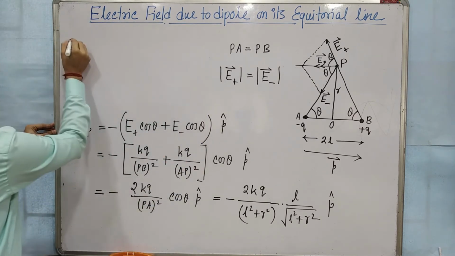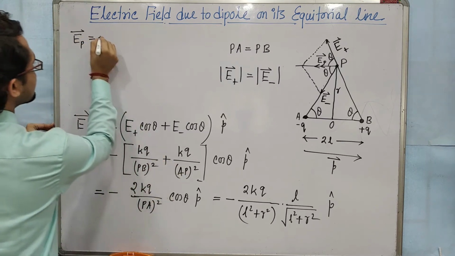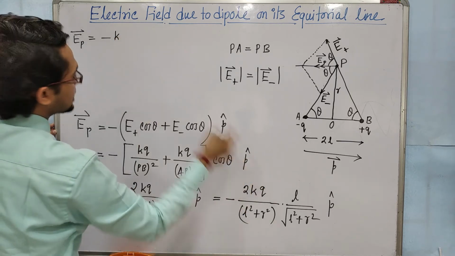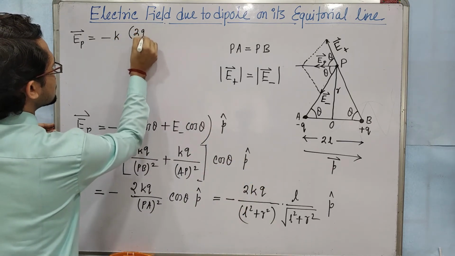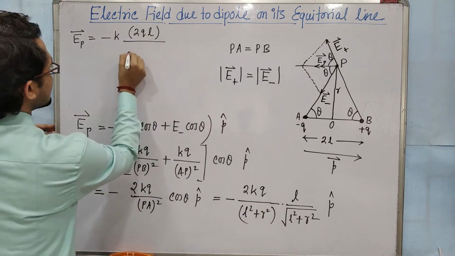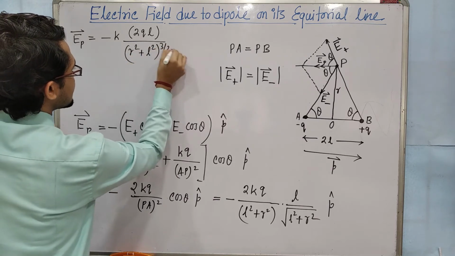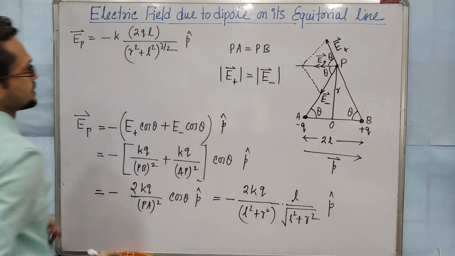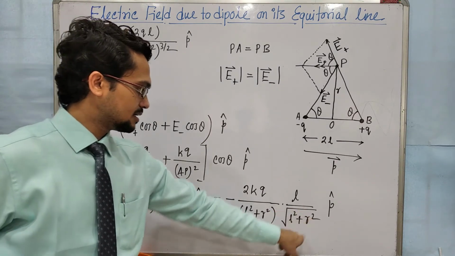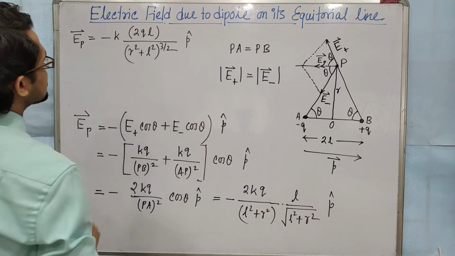So it will be E_P equal to what? Minus K, then 2QL, I am writing inside the bracket, 2QL by (R square plus L square) to the power 3 by 2, then P cap. This into this will be 3 by 2: power 1, here power half, 1 plus half, 3 by 2. Now, what is 2QL?